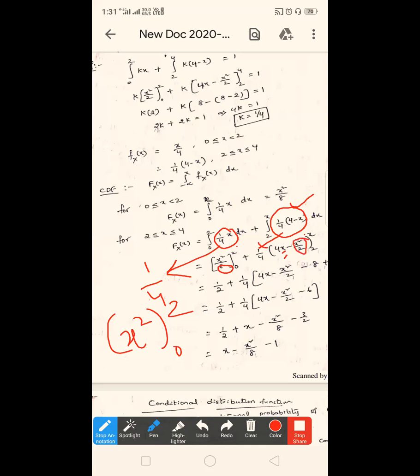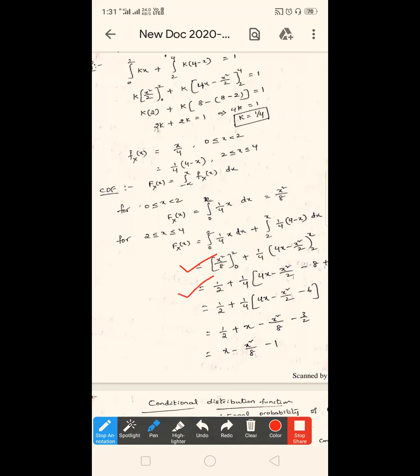So integration is performed. In the next step you have to apply the limits. Here integration is performed in this step. In the next step apply the limits. After applying the limits, by taking the LCM and by solving this, you will get this expression: x minus x square by 8 minus 1. Okay, is it clear?